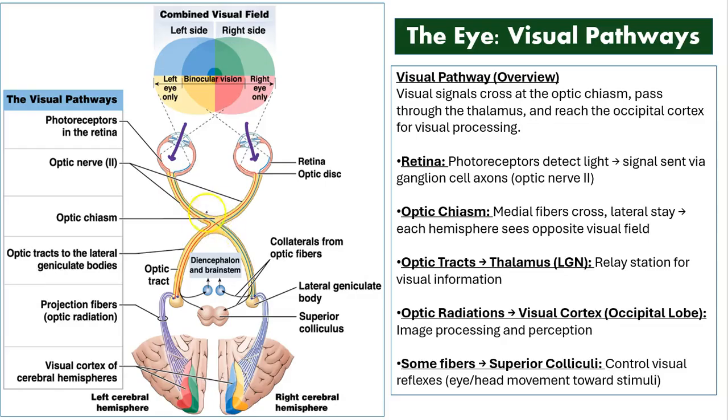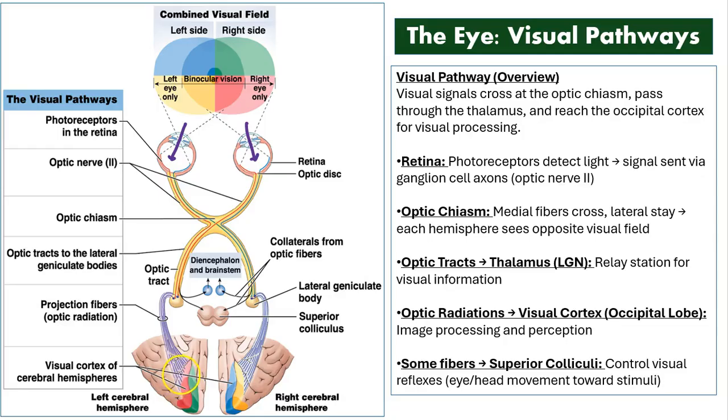Okay, so once they cross, we're going to have our fibers go down an optic tract and continue on until we get to the thalamus. And then from the thalamus, we'll be able to have that signal reach the occipital lobe or the visual cortex, where we're going to have the images processed and, of course, understand perception.